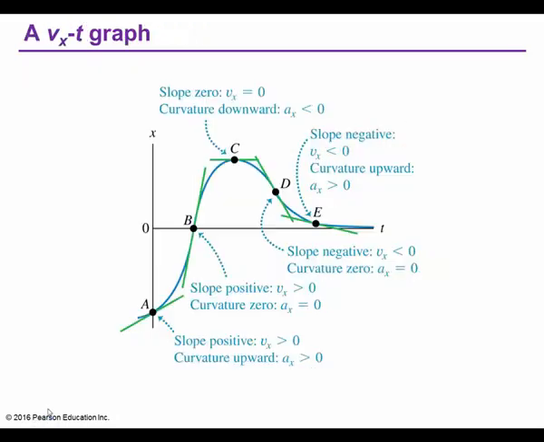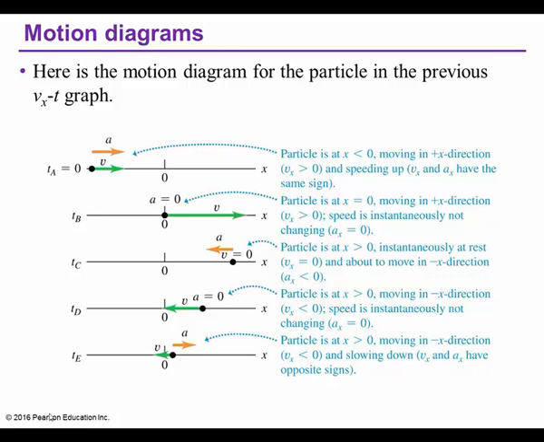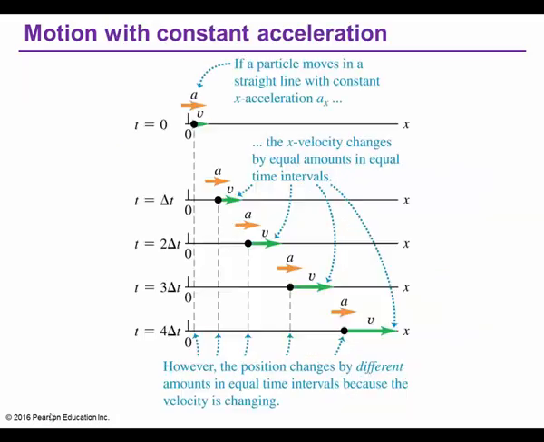Acceleration versus time graph. Again, I do see why they show it. They're just showing you how we take the slope of the points, okay? And again, notice the motion diagram for a particle in the previous velocity versus time graph. Any questions?